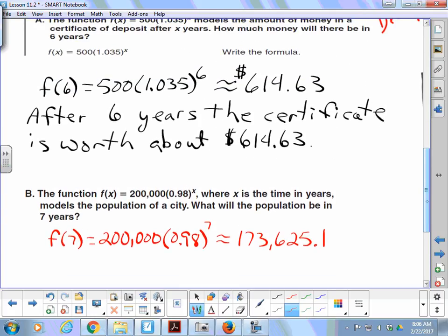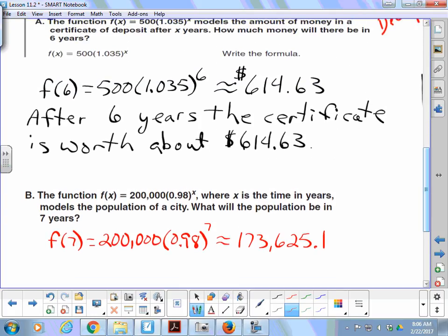Now, two things to notice about these two problems. One is in letter A, the number got bigger, and in letter B, the number got smaller. So what made it go up in A and down in B? The value for b is less than 1. Good.